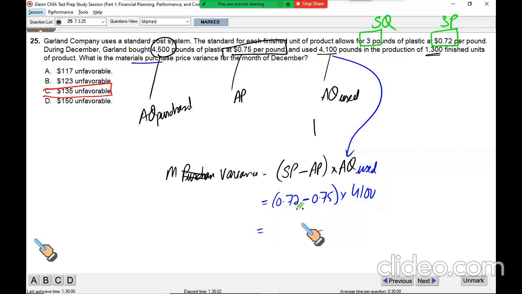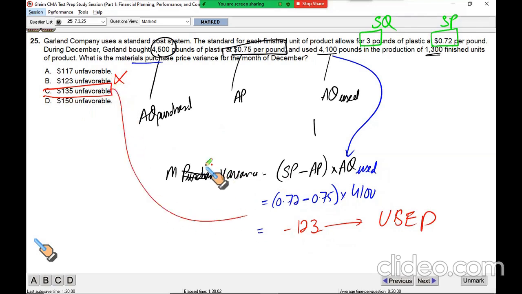1, 2, 3. See, it's there. 1, 2, 3 is also there, but this is the variance for quantity used. This is not my answer. It is even there, but this is for quantity used. I need to find the price variance for quantity purchased, and that makes C to be my correct option.